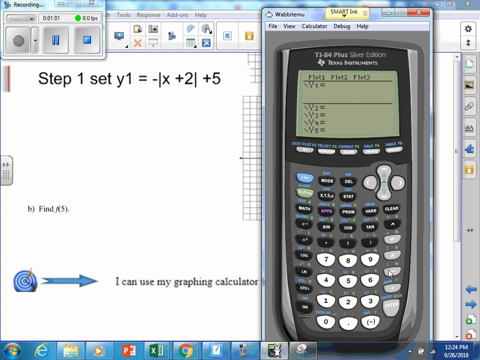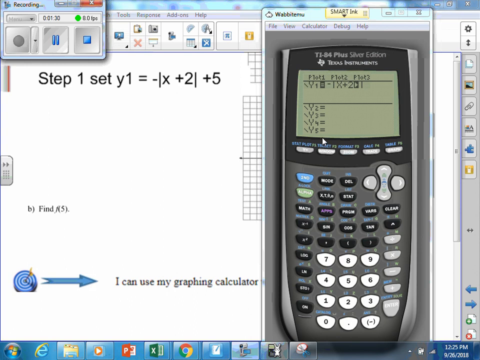Okay. Absolute value. Here's a cheat code. You're going to go to second, 0. And the first thing we see is the absolute value symbol. Hit that absolute value symbol. We now hit X. We now hit plus. We now hit 2. We slide to the right. And our plus 5. Okay, so that's happy.